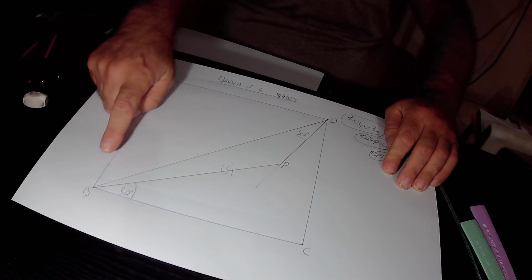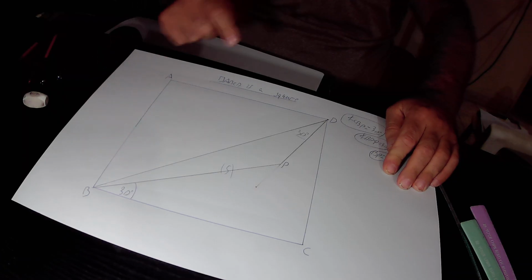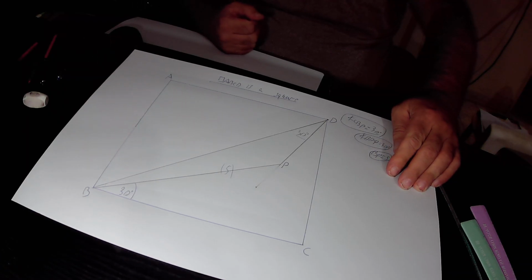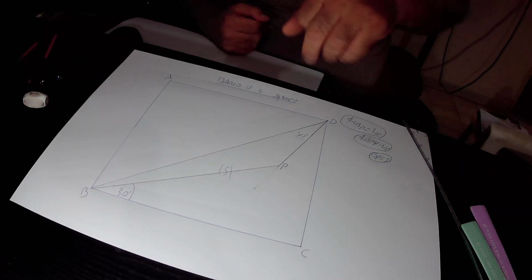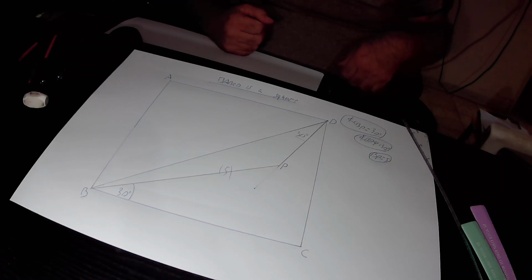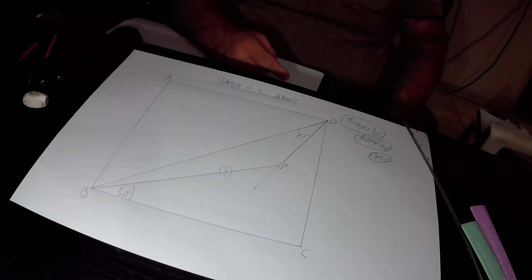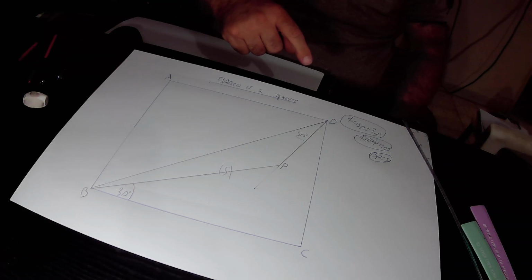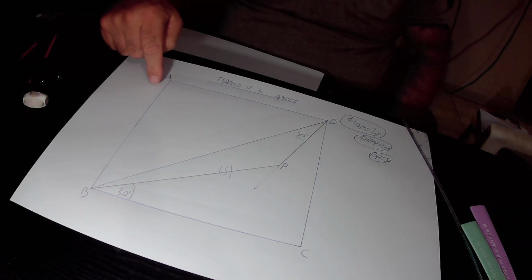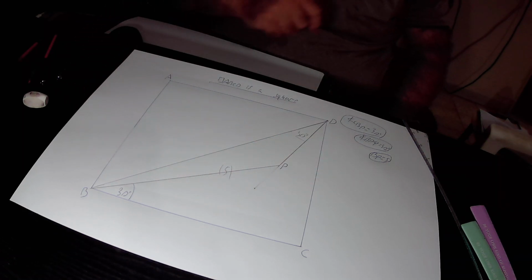DB is the diagonal of this square ABCD. Again, our task is to find the area of this square ABCD. The diagonal of a square bisects the angles of the square. So, DB bisects angle ABC.